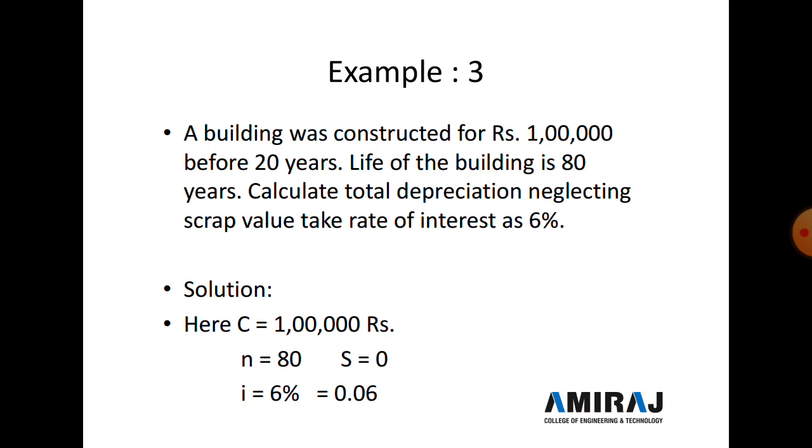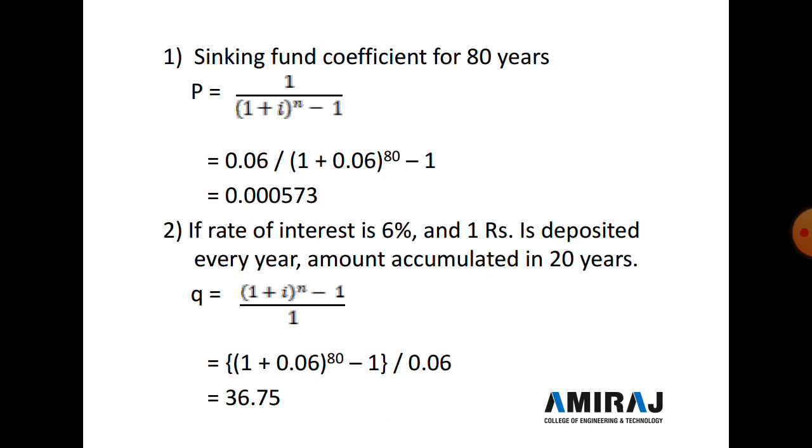Now we start example number 3. A building was constructed for 1 lakh 20 years ago, and the life of the building is 80 years. Calculate the total depreciation, neglecting the scrap value, and take the rate of interest as 6%. Clear? So here 1 lakh rupees is the total building construction cost, the life of the building N is 80, and the scrap value we neglect, so S is equal to 0, and the rate of interest i is 6%, meaning 0.06. So here we calculate this example using the sinking fund coefficient for 80 years.